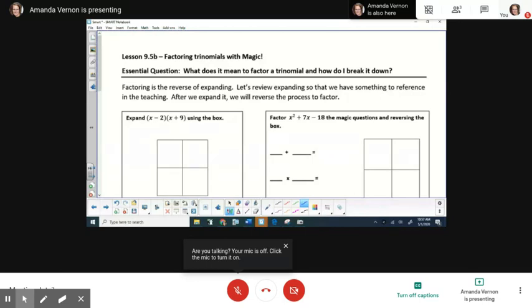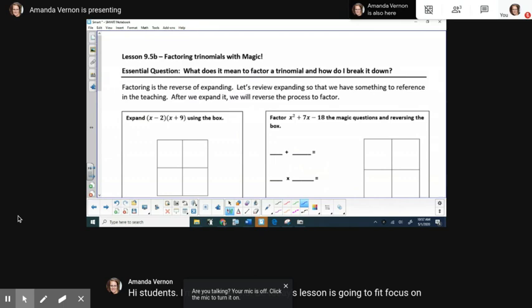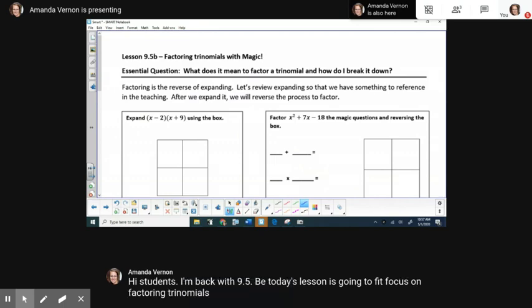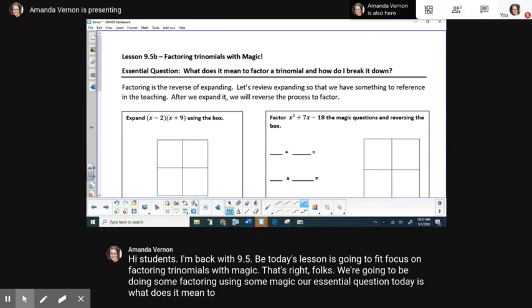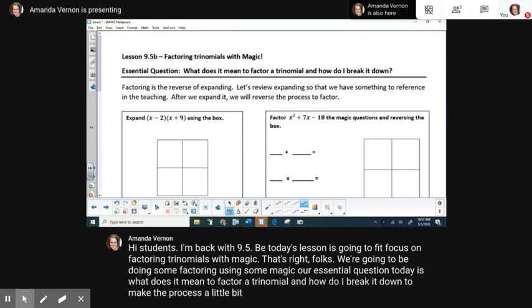9.5b. Today's lesson is going to focus on factoring trinomials with magic. That's right, folks, we're going to be doing some factoring using some magic. Our essential question today is, what does it mean to factor a trinomial, and how do I break it down to make the process a little bit easier?